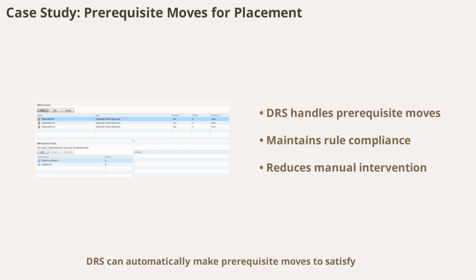DRS can automatically make prerequisite moves to satisfy affinity or anti-affinity rules before placing a new VM. For example, if a powered-off VM is part of several anti-affinity rules, DRS may move other VMs first to ensure the new VM can be placed without violating any rules. This intelligent behavior minimizes manual intervention and keeps your environment compliant with your policies.